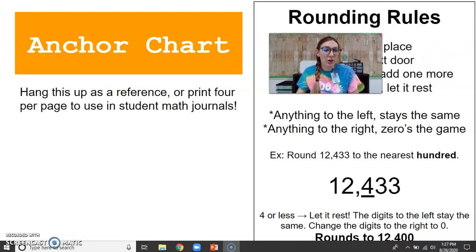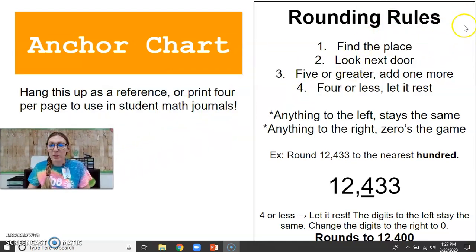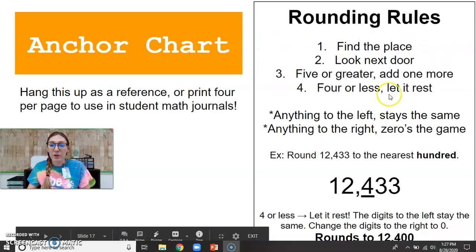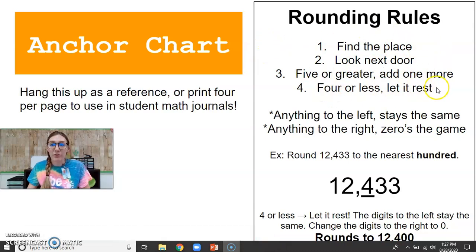So for our anchor chart today, we are going to be printing out and using this. We're going to use this little rhyme when we round. Say it with me. Find the place, look next door, 5 or greater, add 1 more, 4 or less, let it rest. So anything to the left of the place that we're rounding is going to stay the same. Anything to the right zeros the game, meaning that all those numbers to the right of the place that we're rounding are going to become 0.